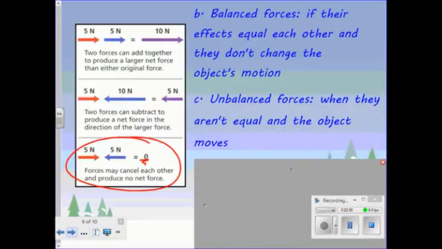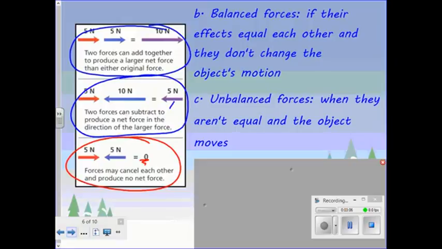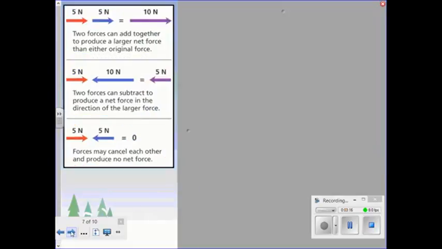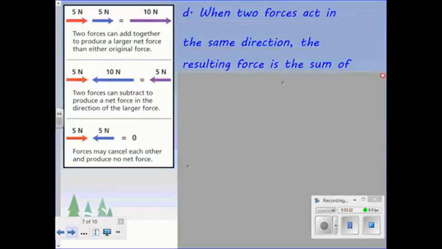Or the forces can be unbalanced forces, and this is when they are not equal and the object moves. As you can see from the two top diagrams, there are unbalanced forces at work here. The topmost diagram has 5 newtons and 5 newtons working together. The middle diagram has newtons that are working in opposite directions. Therefore, there will be movement for both of those. And we have more force diagrams to discuss here. Actually, they're the same ones, but here you go.